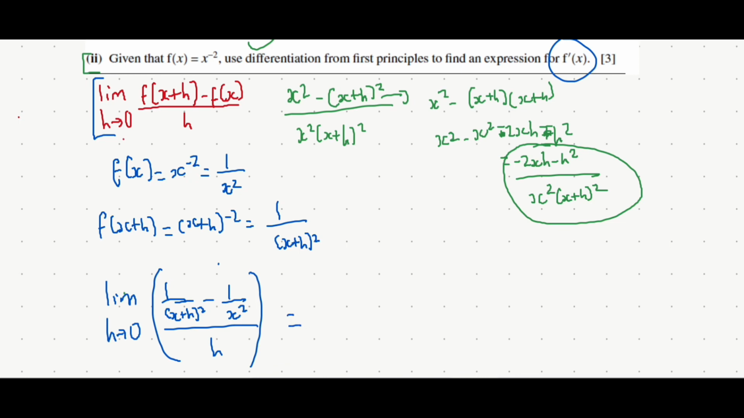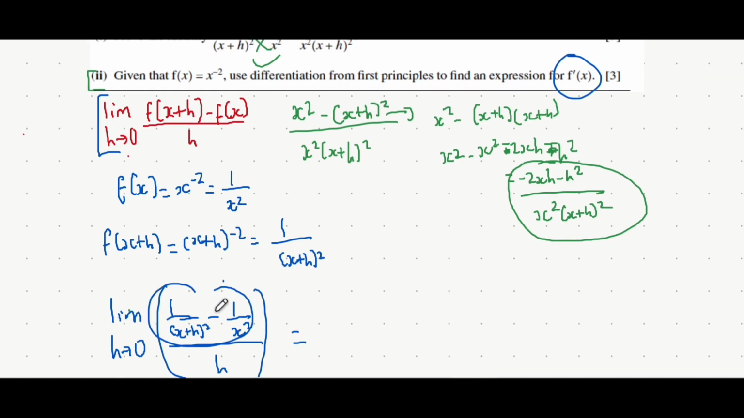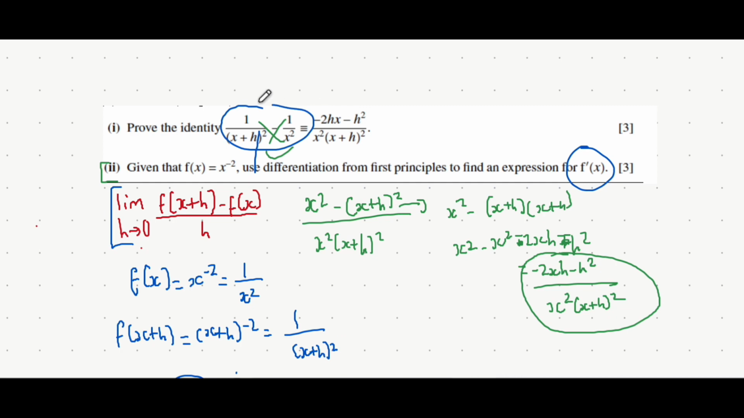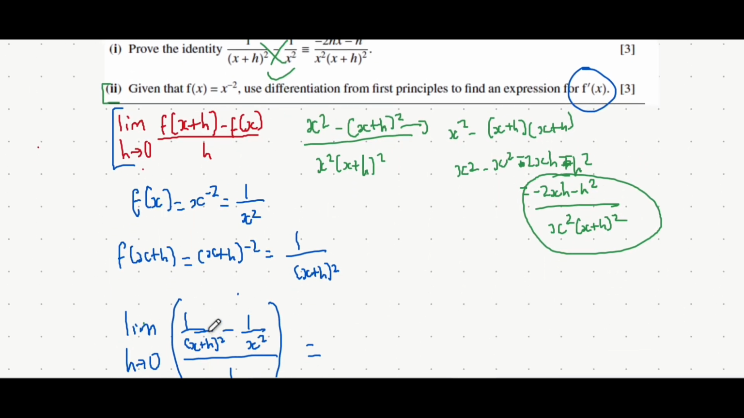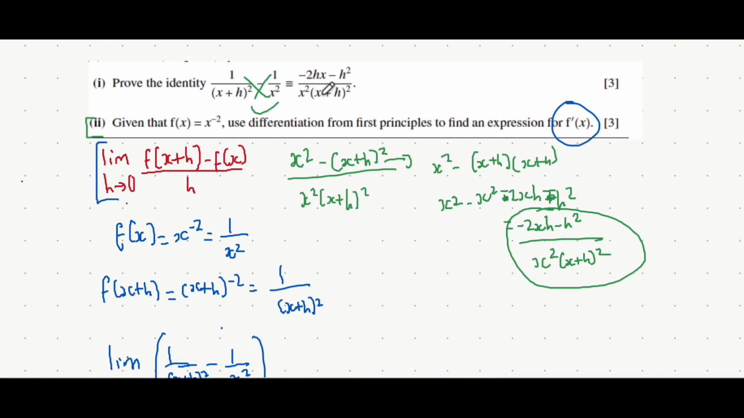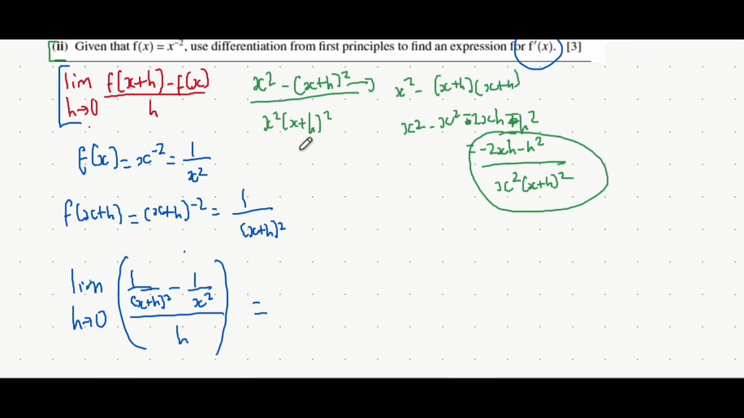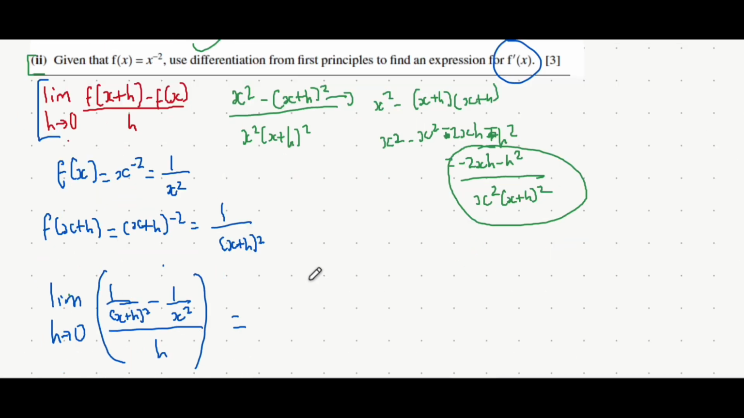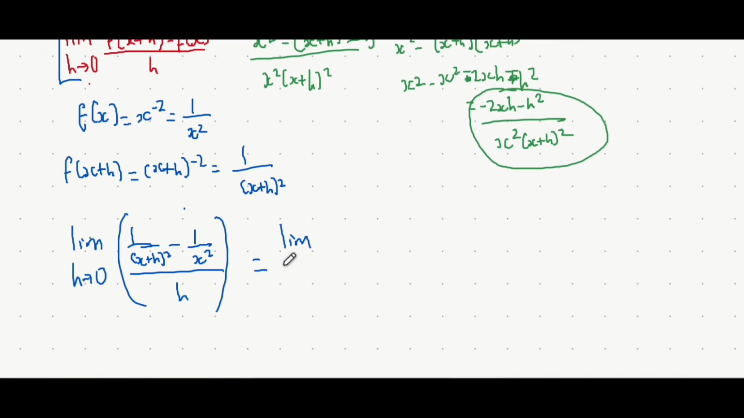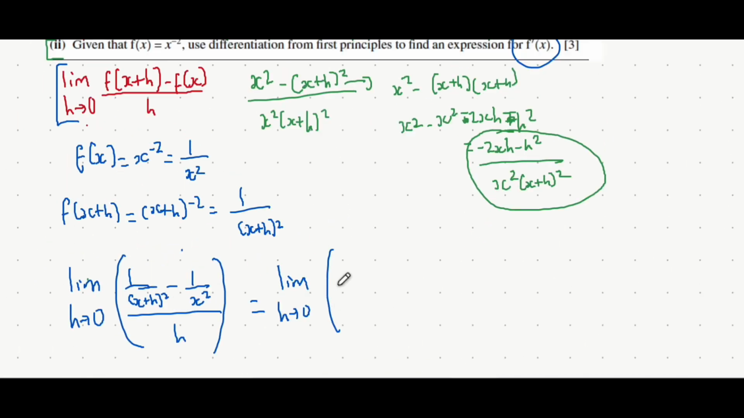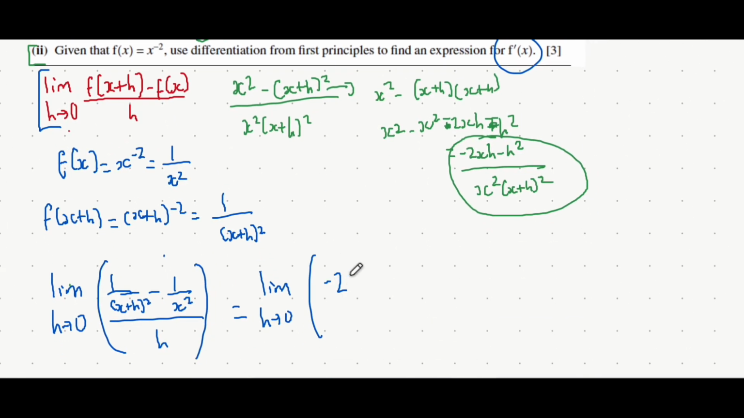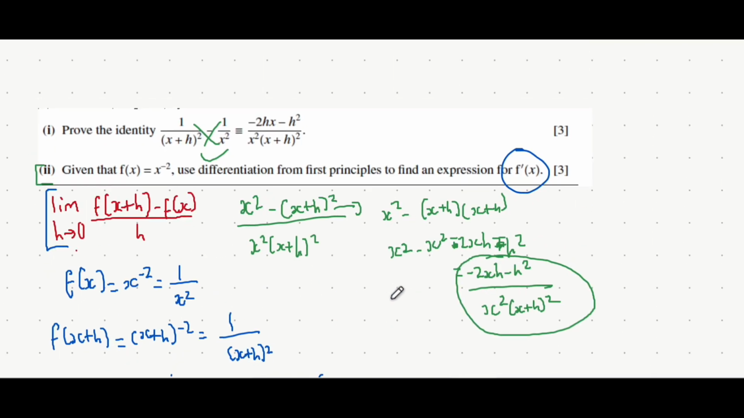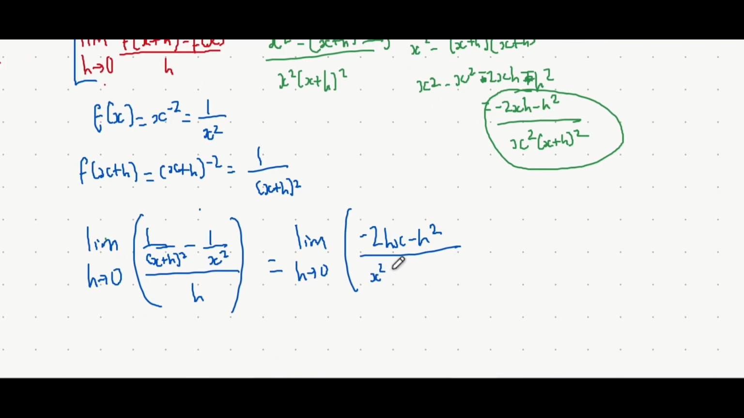And then let's simplify this as much as we can. What you can realize is this is similar to what we had in part 1 of the question. And that's the reason it was part 1 of the question, because we can replace the numerator with all of this. So let's do that. We can say it's equal to the limit as h tends to 0 of minus 2hx minus h squared all over x squared multiplied by x plus h all squared.